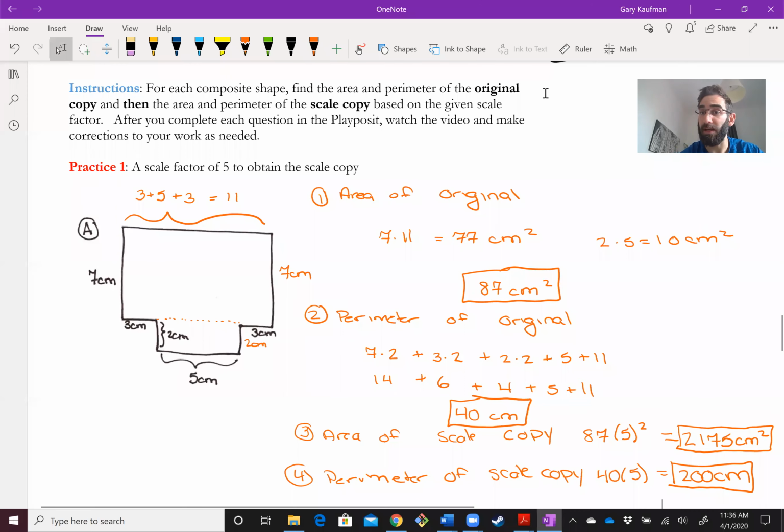Here's the answer to practice 1. Feel free to pause the video to look at the work before I explain some of it, or watch and then pause. Notice that I did it in a structured way. I kept my notes organized.